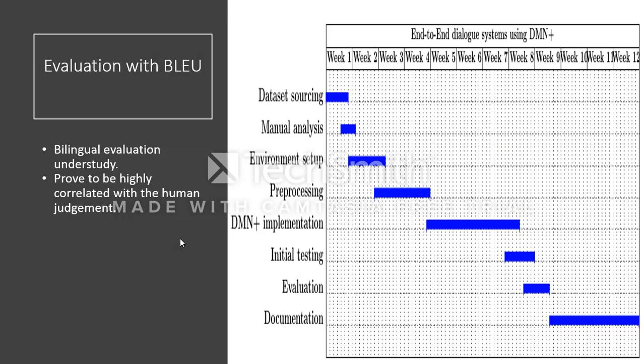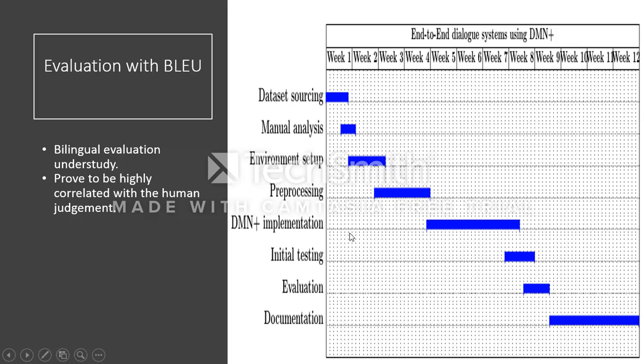For evaluation, I will use BLEU, which, as I mentioned, is the Bilingual Evaluation Understudy, and it proves to be highly correlated with human judgment. And this is my Gantt chart. It is planned according to how many weeks each task takes, and the explanation is given in the document as well, but I'm going to give a brief on it.